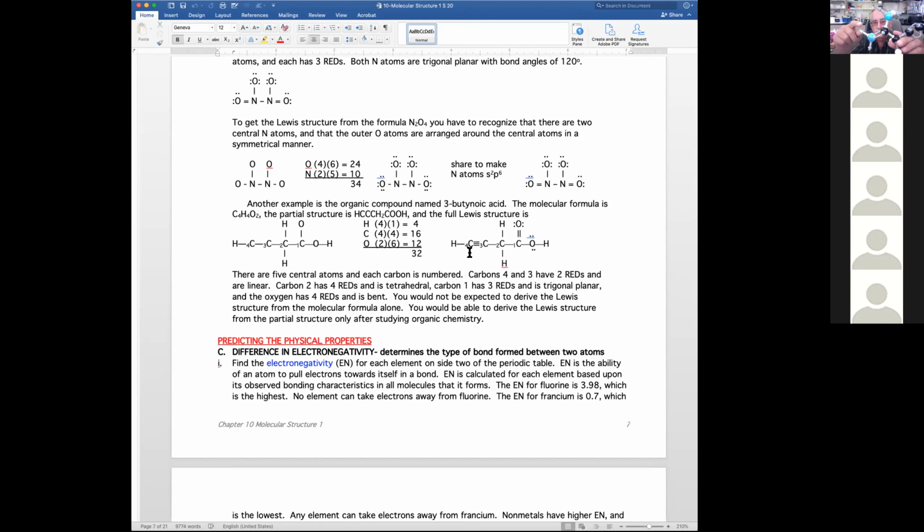Now, if I look at this oxygen right here, it's not a central atom, so it doesn't matter, right? This oxygen right here does act like a central atom. It's got 1, 2, 3, 4 regions of electron density. 2 of them don't have atoms, so that's bent.